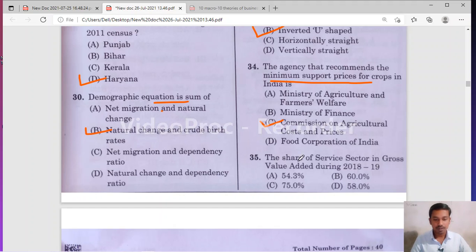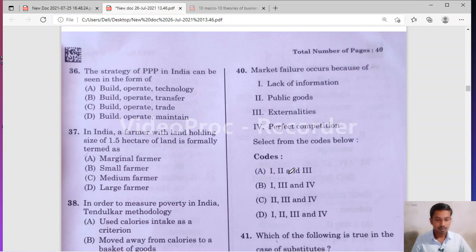Question number 35. The share of service sector in gross value added during 2018-19 is 54.3%. Question number 36. The strategy of PPP in India can be seen in the form of option A, build, operate and technology, that is BOT. Option B, BOT, build, operate and transfer. Option C, build, operate and trade. Option D, build, operate and maintain. The right answer is that the full form of BOT is build, operate and transfer.